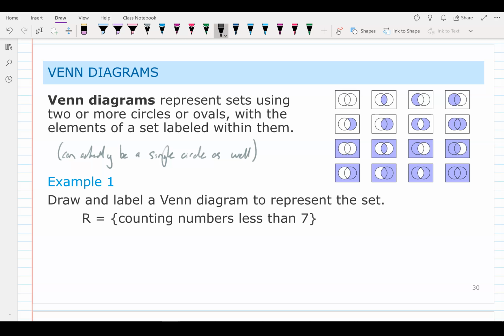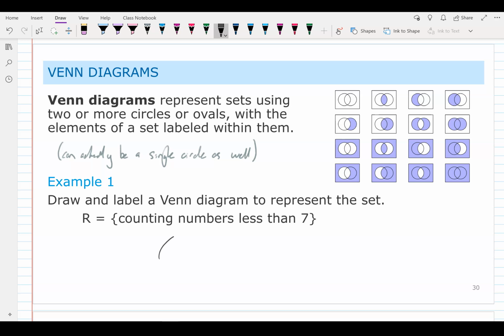Example 1. Oh, by the way, I'll come back to this, or we'll see what this stuff means later. It's just a little foreshadowing. Example 1, draw and label a Venn diagram to represent the following set. R, counting numbers less than 7. Okay, well the counting numbers less than 7 are the numbers 1, 2, 3, 4, 5, and 6.